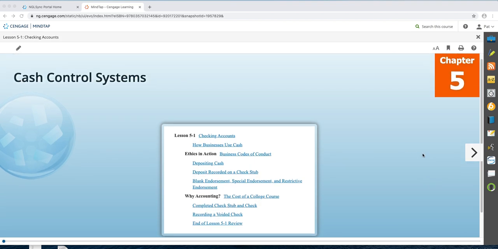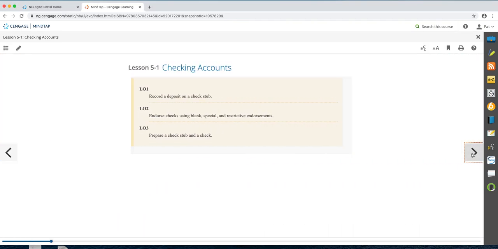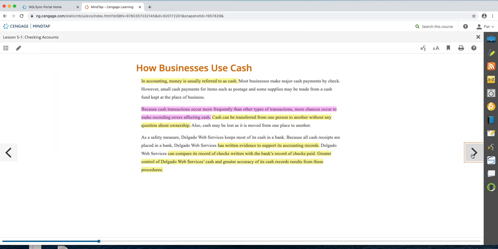Today, Chapter 5 is what we're starting. We have cash control systems. We're just going to be talking about checking accounts, depositing checks, recording these on check stubs, these different endorsements, and talking about voided checks. So preparing check stubs is kind of an important thing, so we want to make sure we look at that real quick.